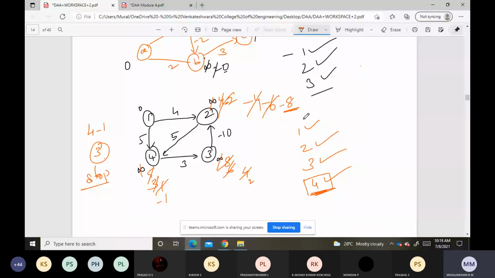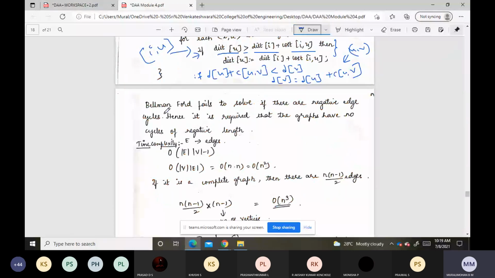So this is the drawback of the Bellman-Ford algorithm. That is what it says. Bellman-Ford fails to solve if there are negative edge cycles. So hence it is required that the graph have no cycles of negative length. Kindly remember, no cycles of negative length.